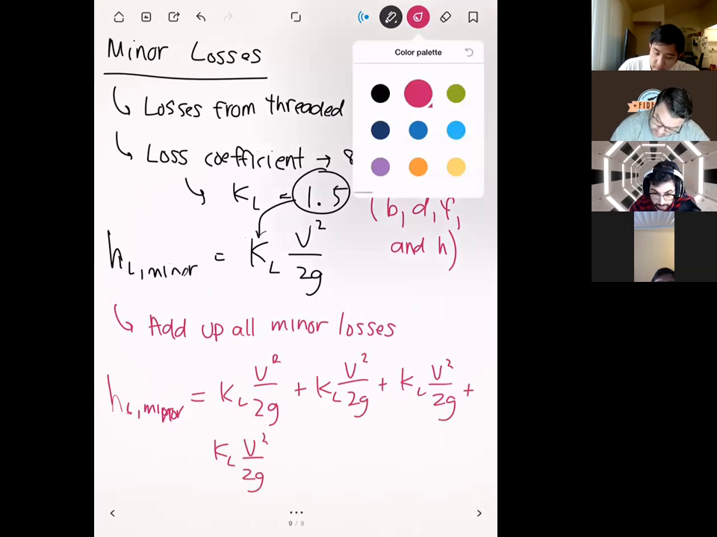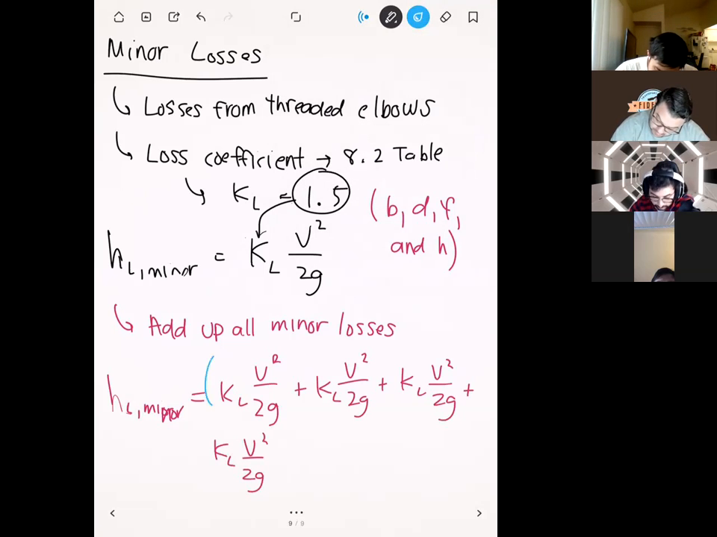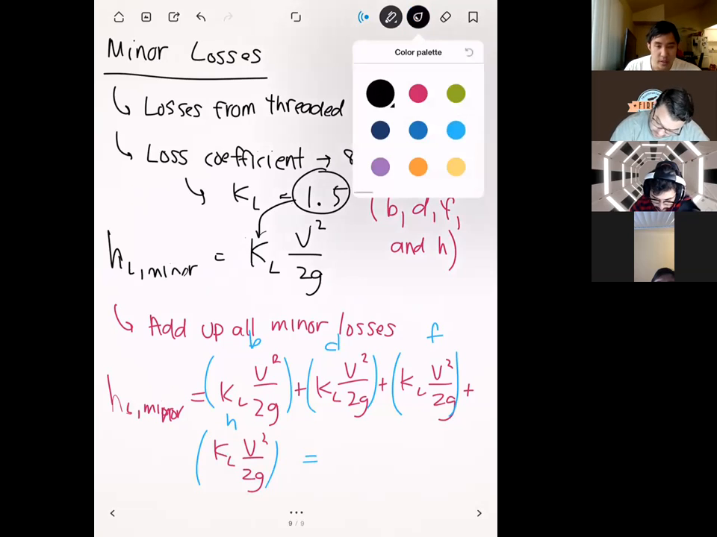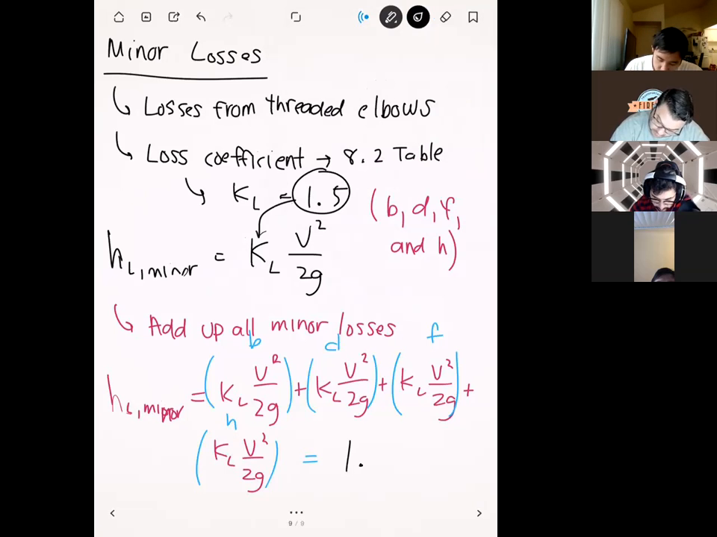And so this is going to be for B, this for D, this for F, and this for H. We're simply going to add them all up together. Since they all have the same loss coefficient, the velocity is the same for all of them, and gravity is the same. We have everything we need to plug in, and we get a minor head loss of 1.75 meters.